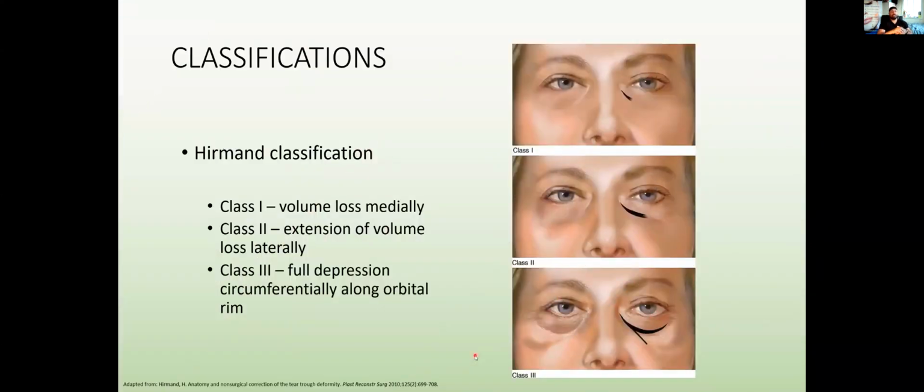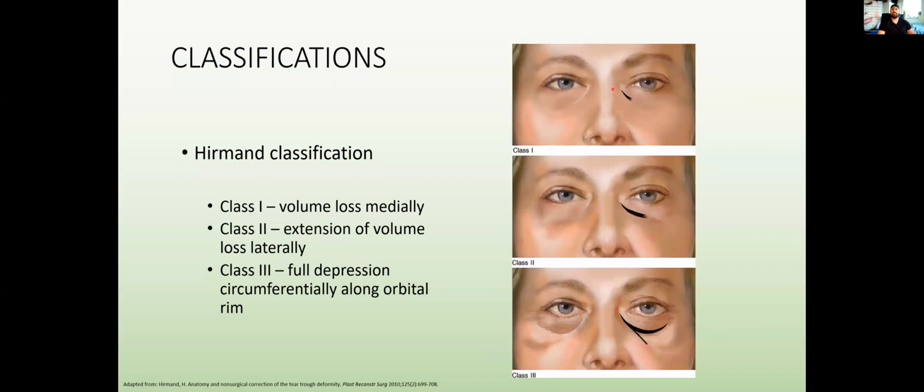So how do we classify the tear trough? And this is very important. As with anything, especially a lot of us being clinicians, it's important to diagnose and classify before we treat. Now, this is a very popular classification. There's so many out there, but this is one that I like to use, which is the Hermann classification. And as you can see, quite simply, here it's mild, moderate, severe, or class 1, 2, and 3.